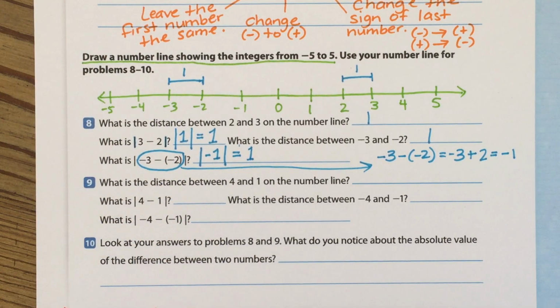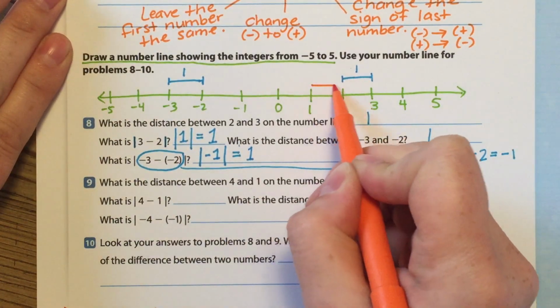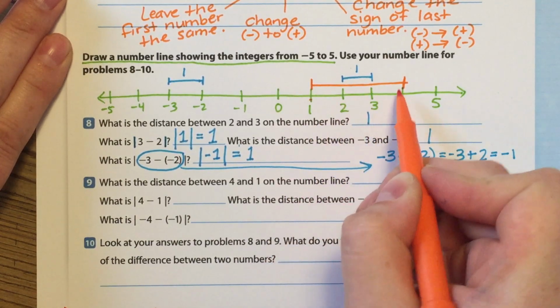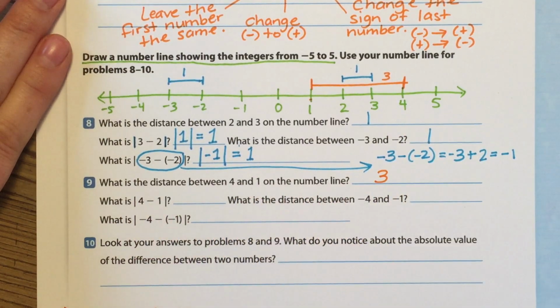Okay, let's try number 9. What is the distance between 4 and 1 on the number line? Well, let's see here. The distance between 4 and 1 is 1, 2, 3, is 3. The distance between 4 and 1 on the number line is 3.